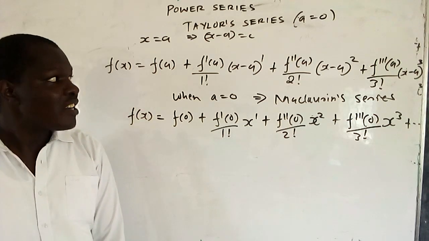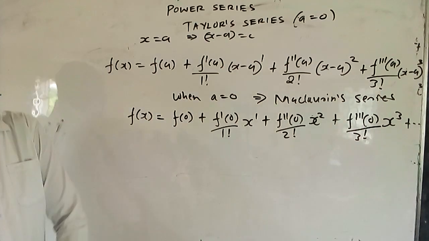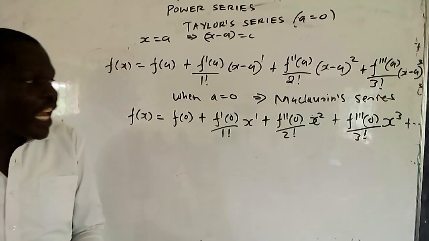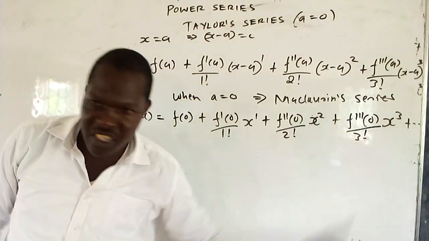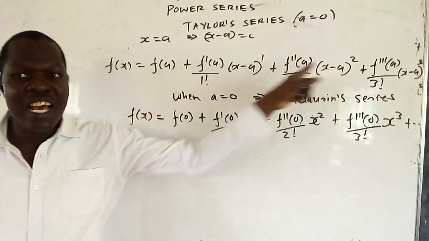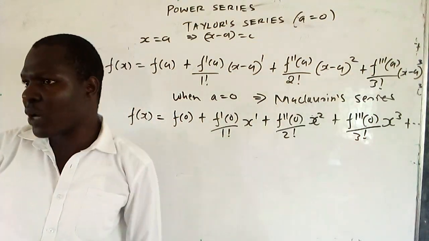Now, we've seen how to expand a function f of x in Maclaurin series. Meaning you can expand a function f of x in Maclaurin series if you want ascending powers of x. Are you seeing that? You can expand a function f of x in Taylor series when you want ascending powers of x minus a. Are we together?